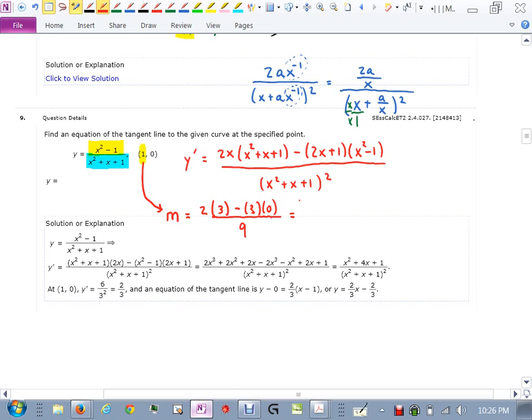So what I get here is 6 over 9, which is the same as 2/3. So at that point, my slope is 2/3. And of course, once we know the slope, then we plug into our formula, which is this one, y minus y1 equals m times x minus x1 right there. So this is it. And then you can solve for y, which we've done before, and you get this. All right.